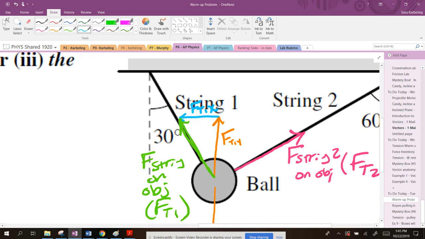Yeah? Now, these angles are a little bit funny. This says that it's a 30-degree angle. Is there a 30-degree angle in this triangle? Yes. Yeah. Where is the 30-degree angle in this triangle?